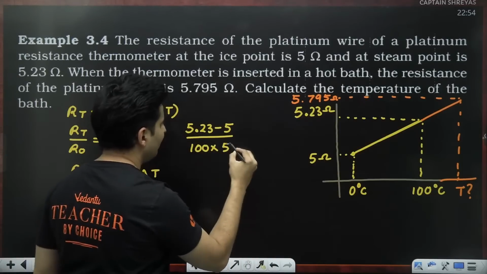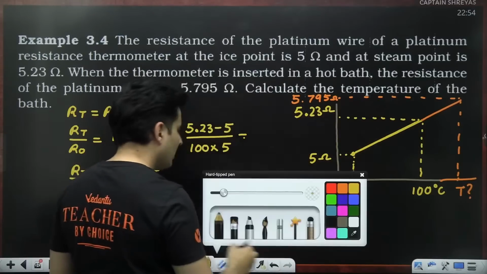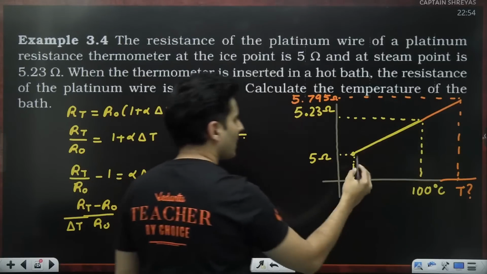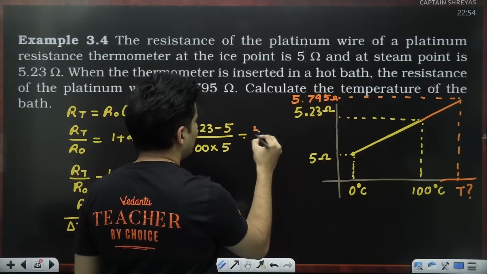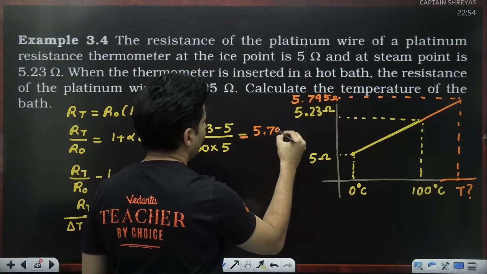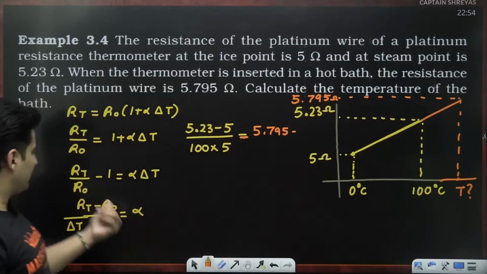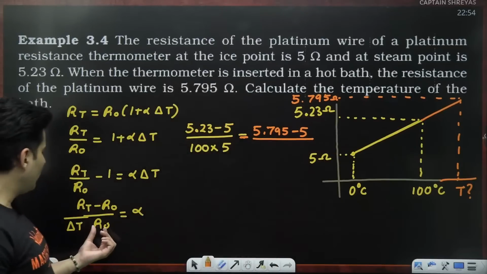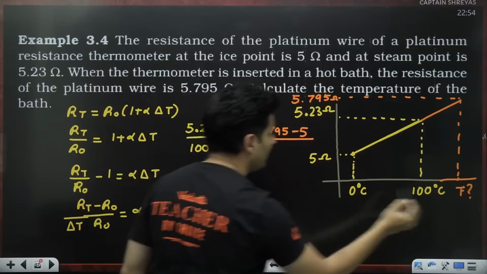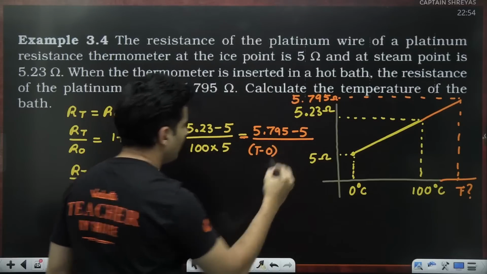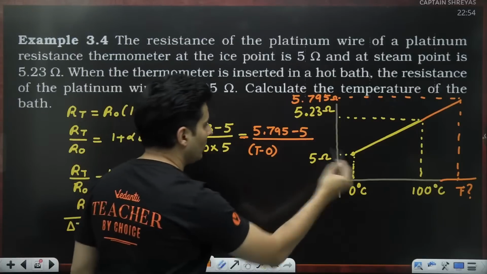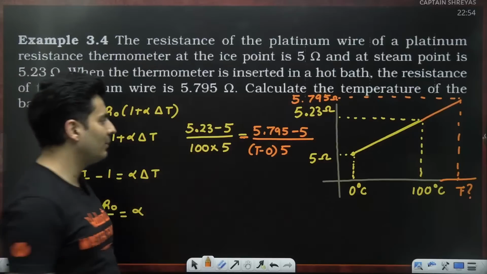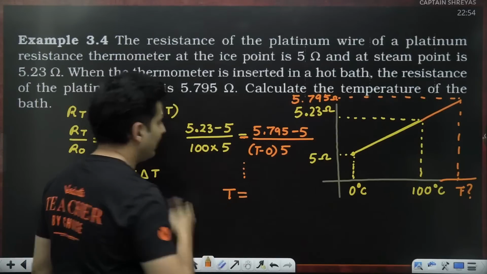Original resistance was 5 ohm. That is for the yellow part. If you do it completely for that orange part, including right from here, final resistance is 5.795. Old resistance is 5 ohms. Whole thing divided by change in temperature. Change in temperature means T minus 0. So T minus 0. This is old resistance, old resistance is 5 ohms. Do you see everything in this equation I know except for T? Solve this, I will get the value of temperature.